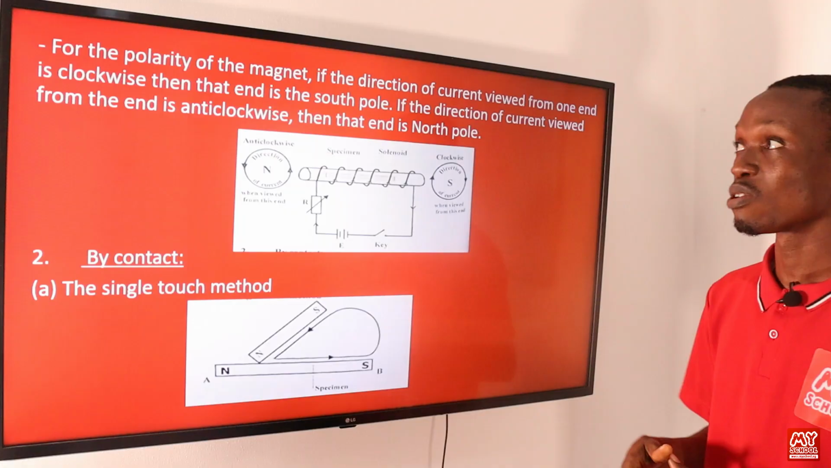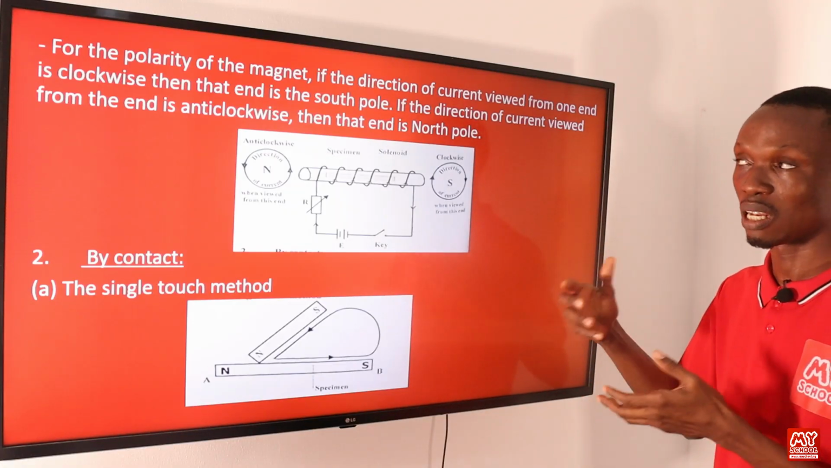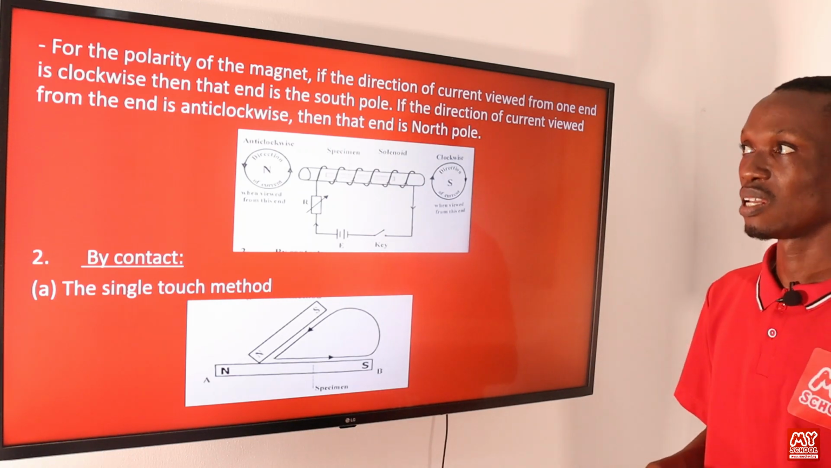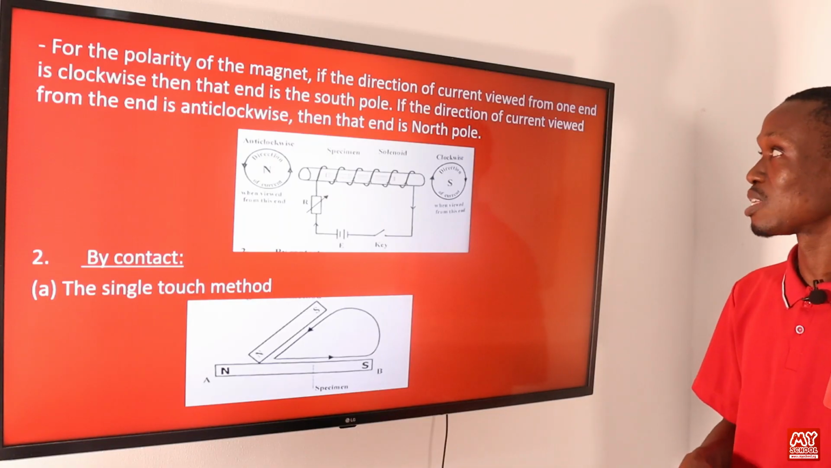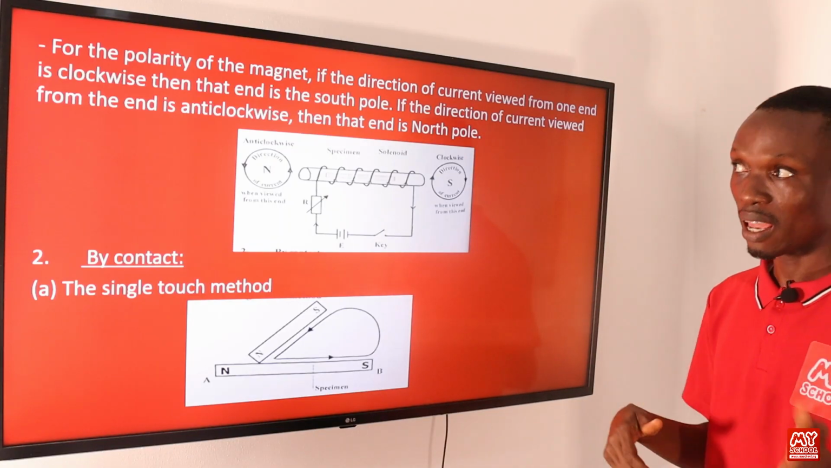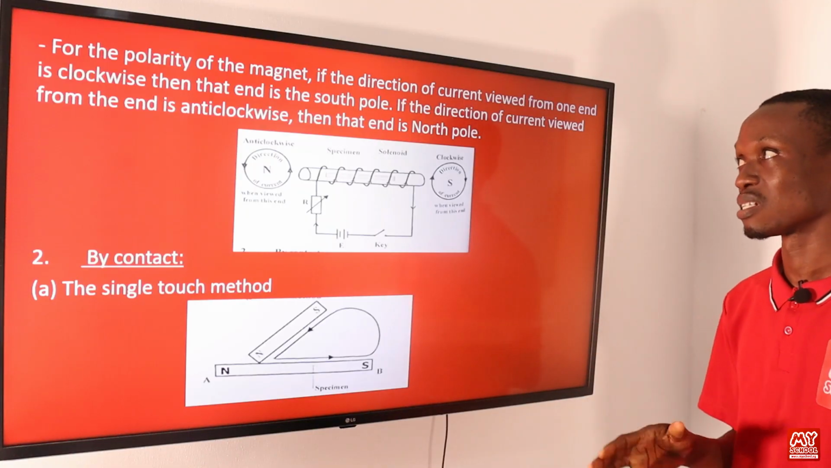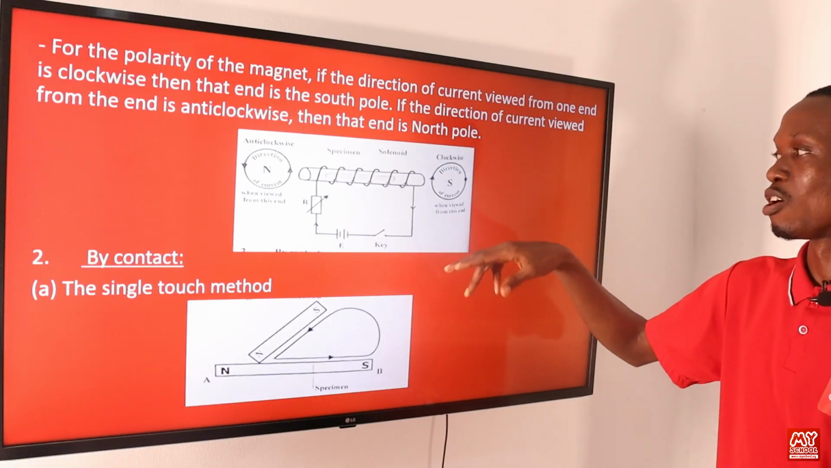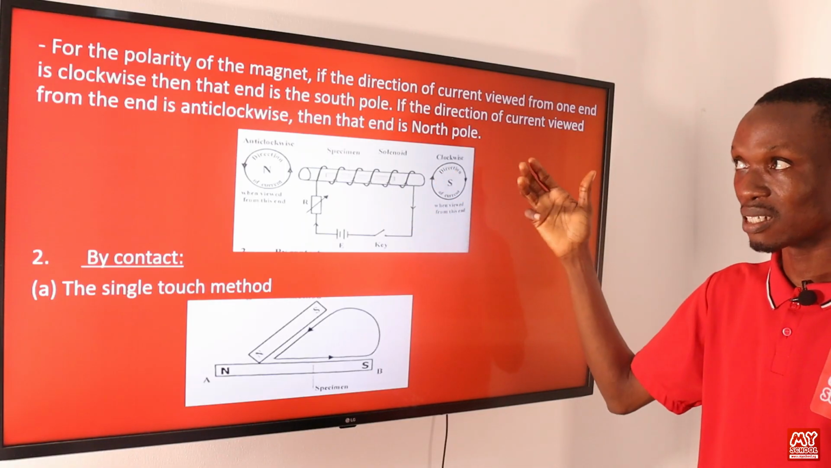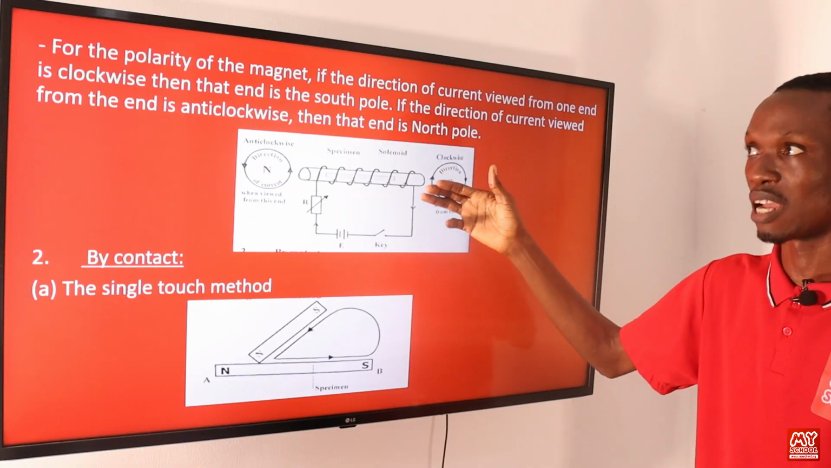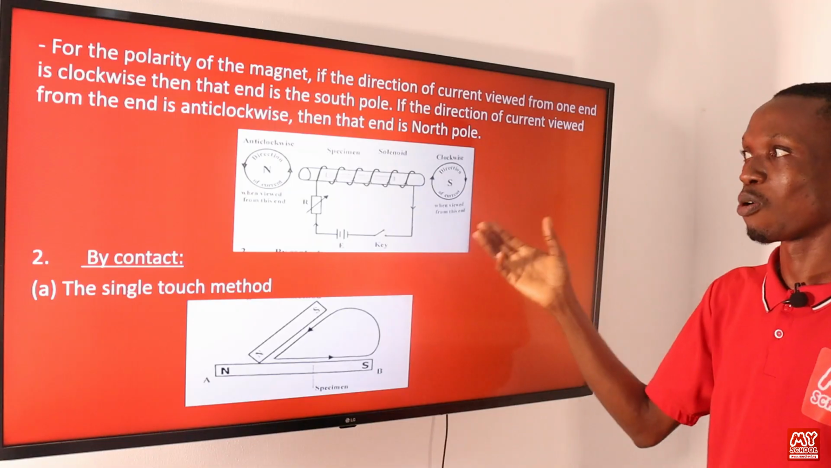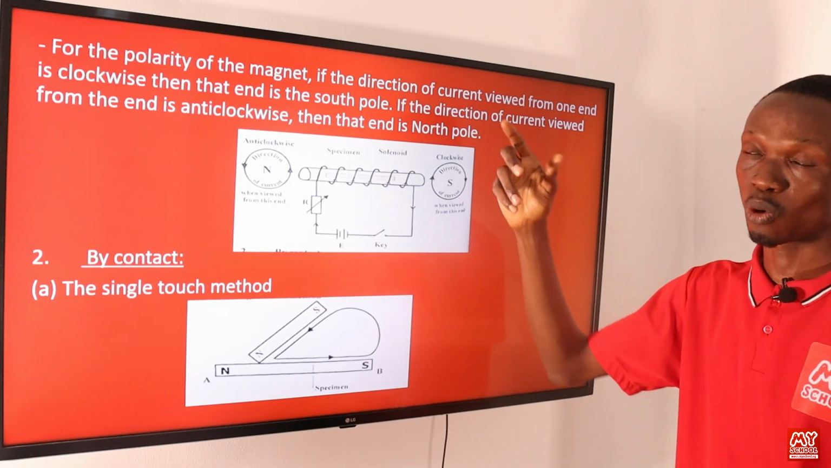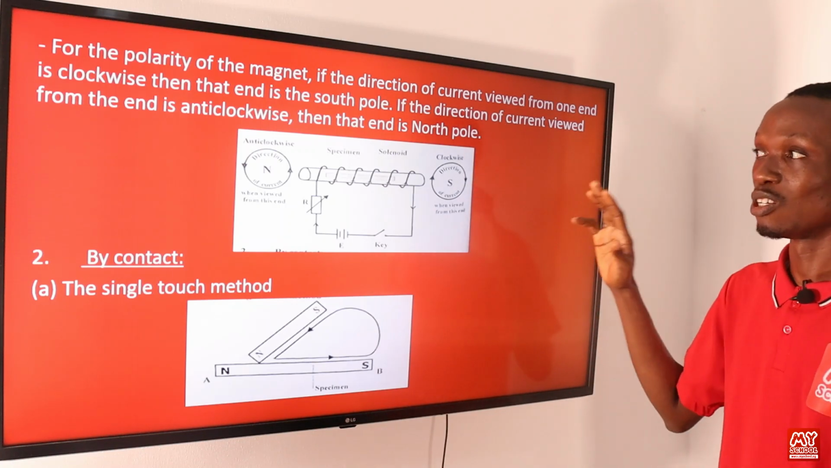For the polarity of a magnet made using the electrical method, if the direction of current viewed from one end is clockwise, then that end is the south pole. If the direction of current viewed from the other end is anti-clockwise, then that end is the north pole, as you can see in the diagram below. So if the current is clockwise from this side, just know that it is the south pole. But if it is anti-clockwise on the other side, just know that it is the north pole.